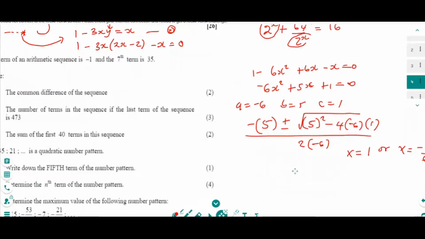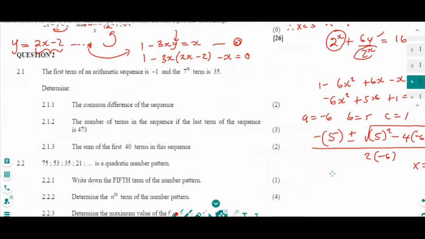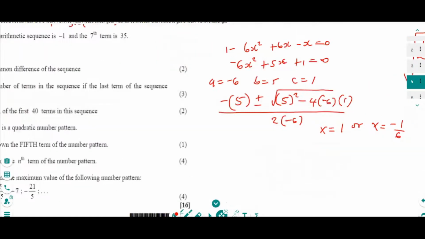So having obtained that, I'll go back to my equation star. My equation star was saying y equals 2x minus 2, for me to get my values of y. So I substitute my x values into this equation star. If I put a 1 there, my first y is 0. Or if I put negative 1 over 6, 2 times negative 1 over 6 is minus 1 over 3, minus 2, which gives me negative 7 over 3.